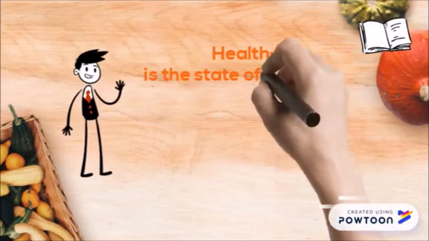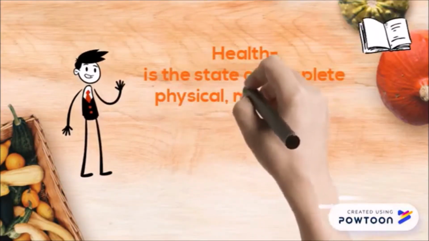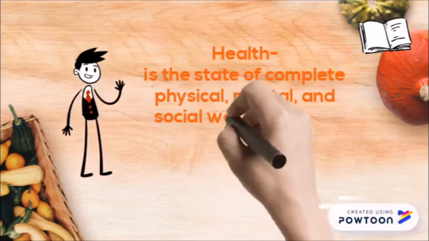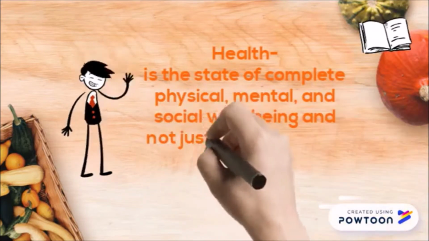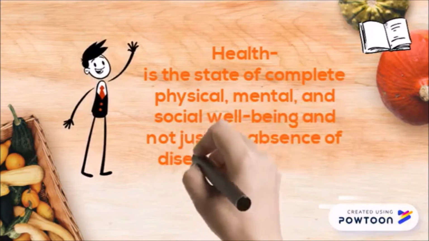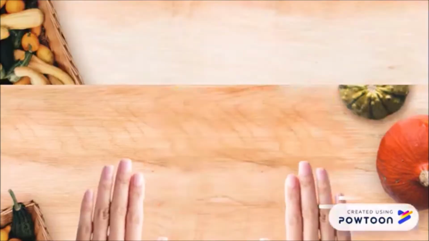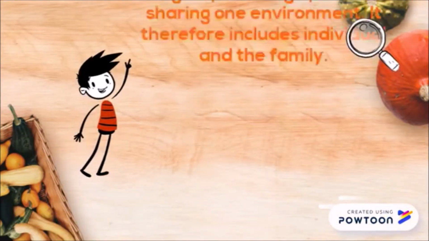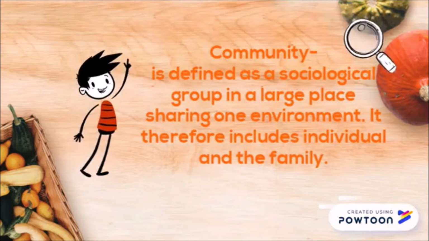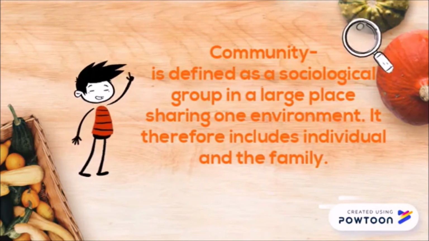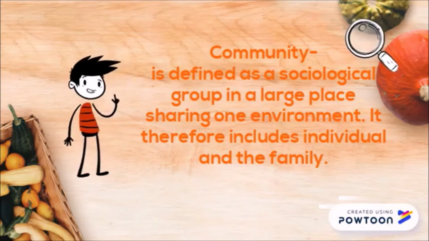Health is the state of complete physical, mental, and social well-being, and not just the absence of disease and infirmity. Community is defined as a sociological group in a large place sharing one environment. It therefore includes individual and family.